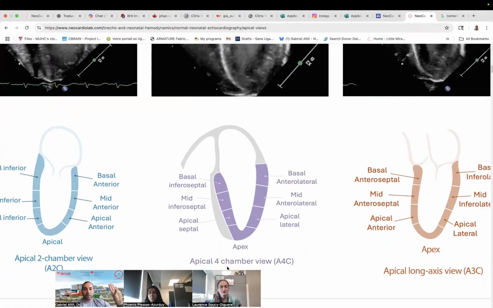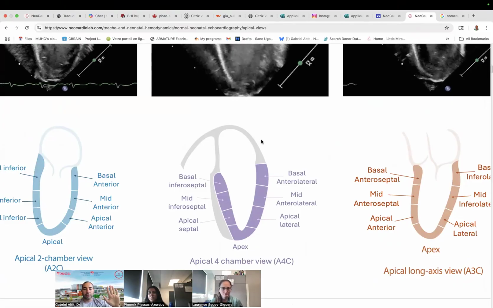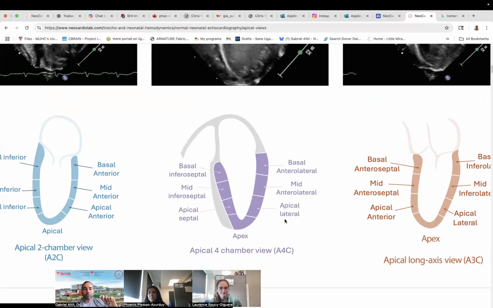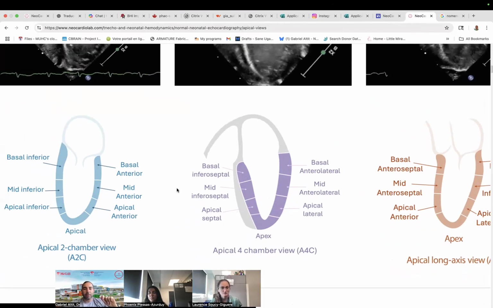I'm sorry if anyone listening to us is getting confused. Keep this as the good nomenclature. I just cross-checked. So this is basal, mid, or apical. So you can see that it's always basal, mid, apical, basal, mid, apical, basal, mid, apical. So that's how you divide the three segments.